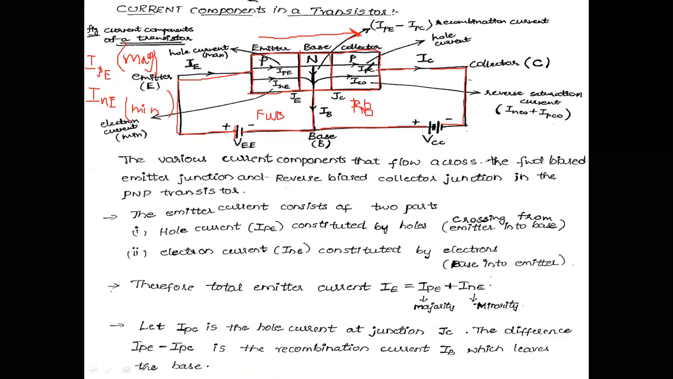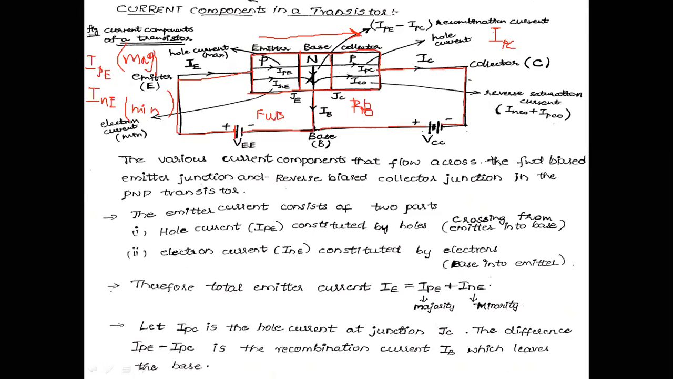Therefore, I am getting that whole current across the collector side, and I am treating that current as IPC. P means holes and C means collector side. The whole current across the collector side, that is the meaning of IPC.